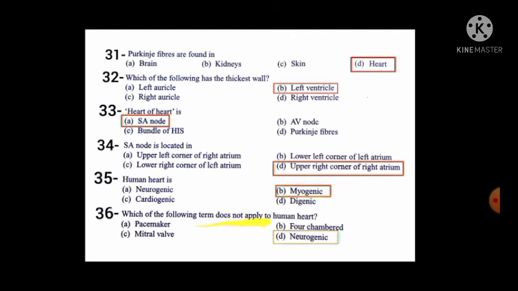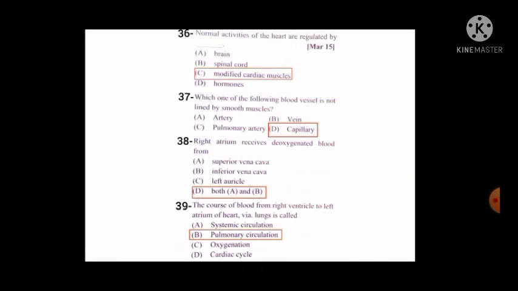Which of the following terms does not apply to the human heart? The human heart has a pacemaker, has four chambers, and has a mitral valve, which is also called the bicuspid valve, present between the left atrium and left ventricle. That's why the answer is neurogenic. The heart is not neurogenic, it is myogenic. Normal activities of the heart are regulated by modified cardiac muscle, that is the SA node.